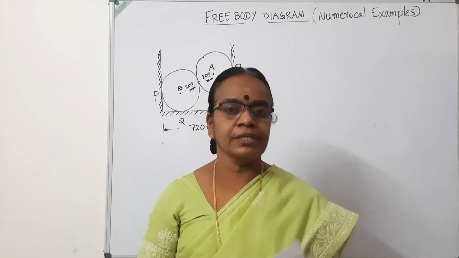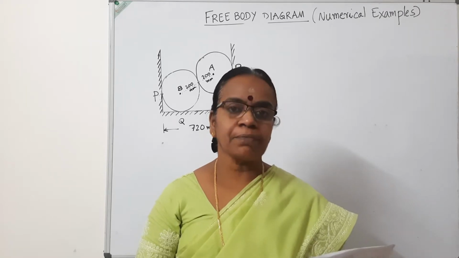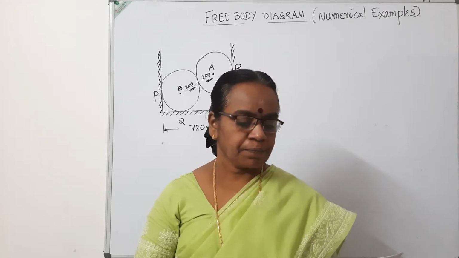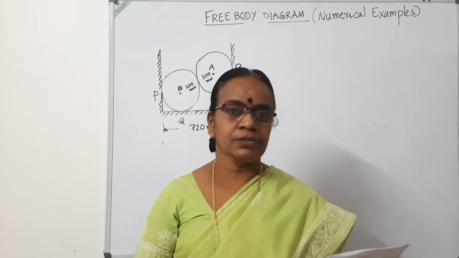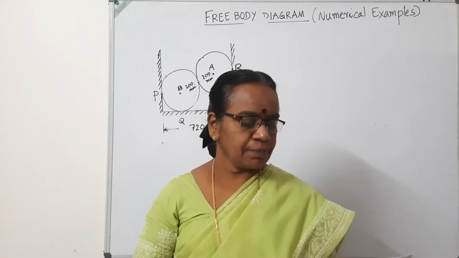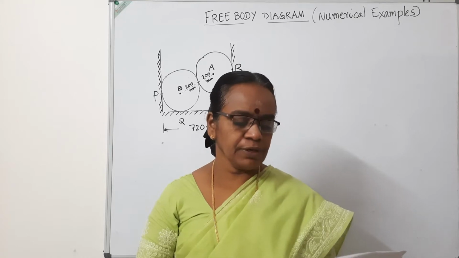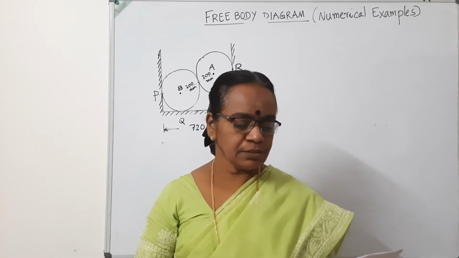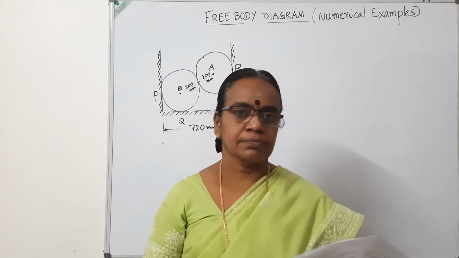Here two smooth cylinders A and B, each of diameter 400 millimeter and weight 200 Newton, rest in a horizontal channel having vertical walls and base width 720 millimeter as shown in the figure. Find the reactions at P, Q and R.